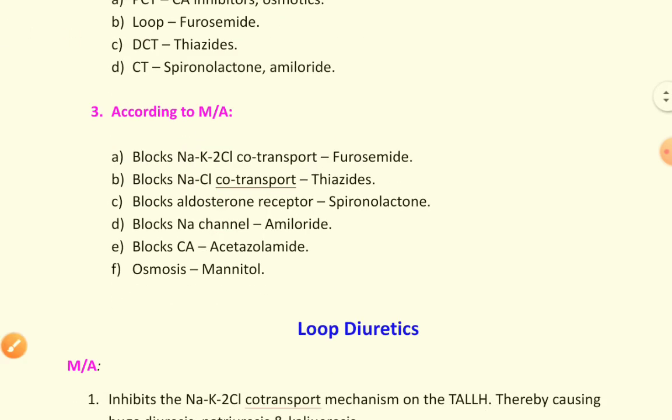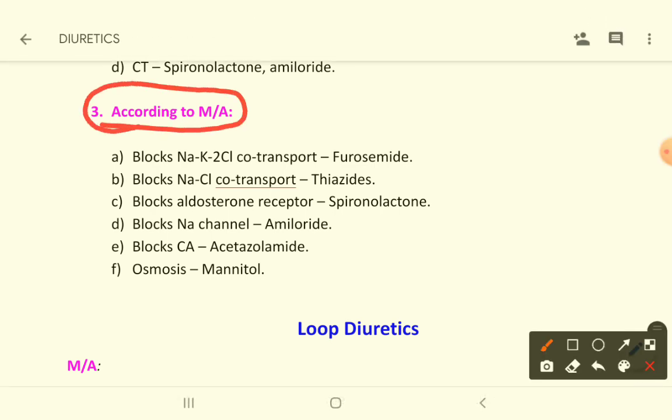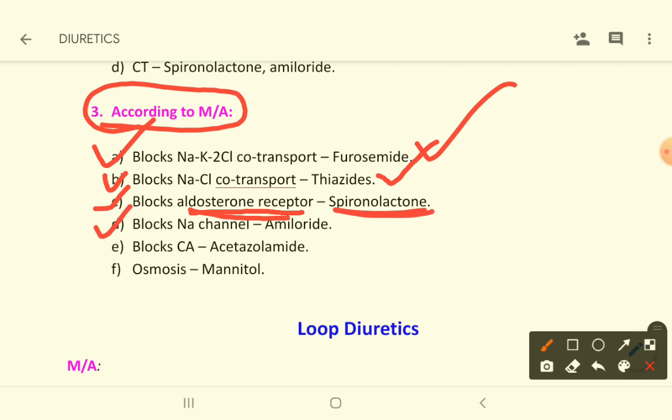Then come to mechanism of action. According to mechanism of action, blocking the sodium potassium 2 chloride co-transport mechanism, by this mechanism act the loop diuretics like furosemide. By blocking the sodium chloride co-transport mechanism act the thiazide diuretics. Blocking the aldosterone receptor, there acts spironolactone. By blocking sodium channel, there acts amiloride. Blocking the carbonic anhydrase, there is acetazolamide. And by osmosis, there is a drug called osmotic diuretic like mannitol.